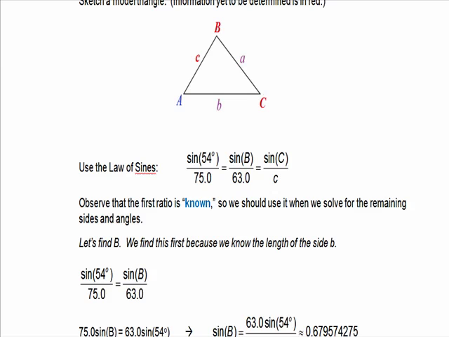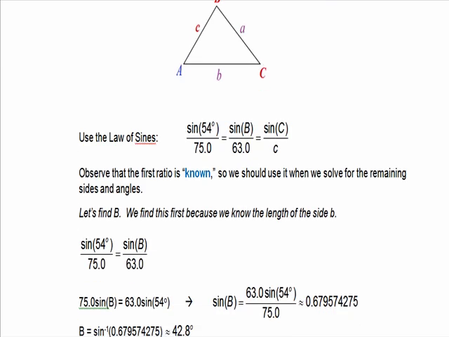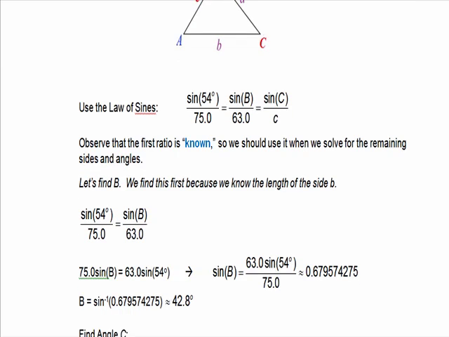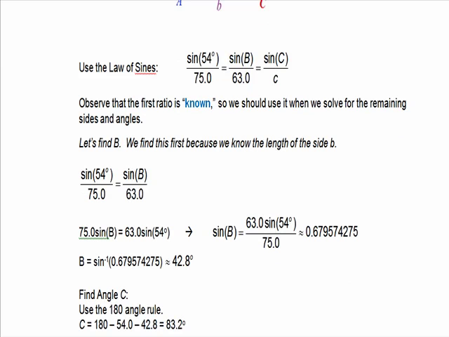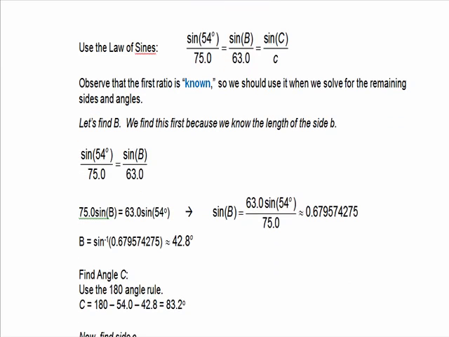So my choice here to solve for something first is going to be fairly obvious because I don't know either thing about C. But if I found angle B, I'd be able to find the angle C. So I'm going to start with sine of 54 degrees over 75 is sine of B over 63.